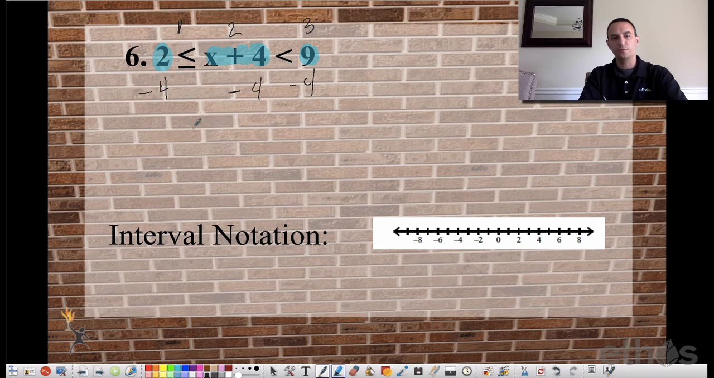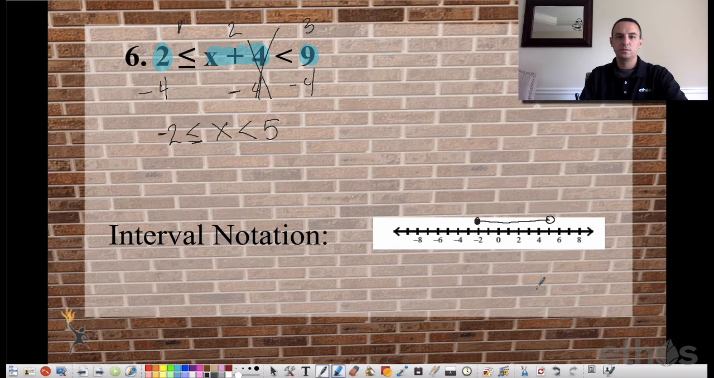So I subtract 4 from -2, gives me -6, and then we just drop our sign. Then we have just x left because those canceled. 9 minus 4 gives us a 5. And this is that shortened version of the inequality notation. So it starts at -6, closed circle, all the way up to 5, and then we connect the 2.